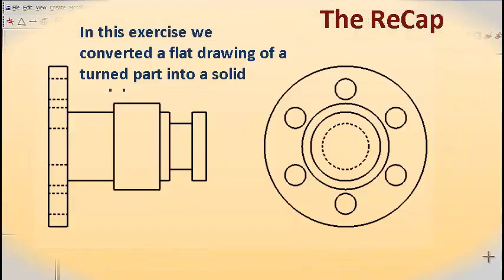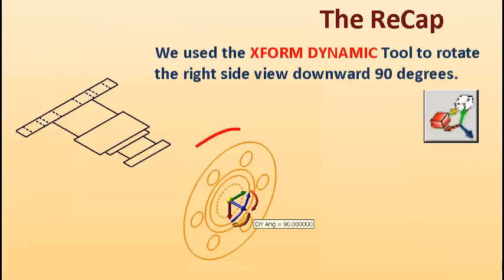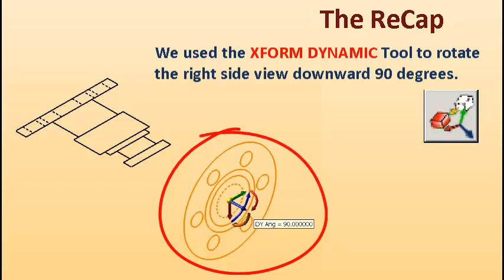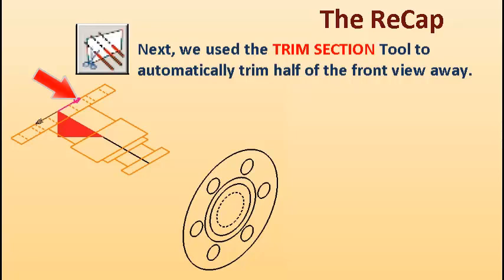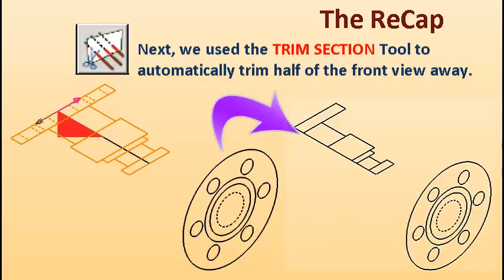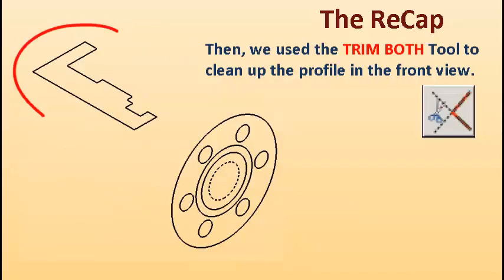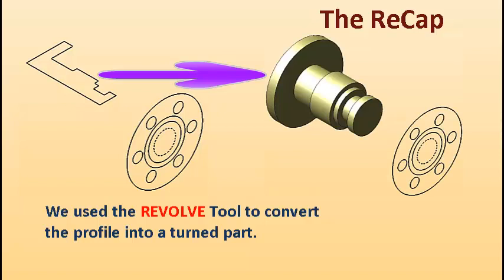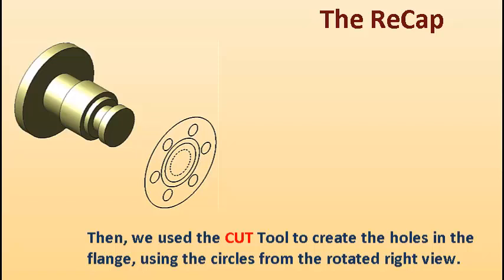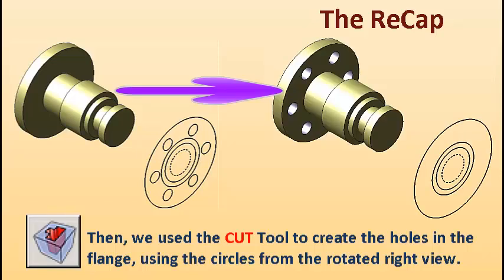So let's recap. In this exercise, we converted a flat drawing of a turned part into a solid. We used the X-Form Dynamic tool to rotate the right view downward 90 degrees. Then we used the Line by End Positions tool to create a midline on the front view. Next, we used the Trim Section tool to automatically trim half of the front view away. Then we used the Trim Both tool to clean up the profile in the front view. We used the Revolve tool to convert the profile into a turned part. Then we used the Cut tool to create holes in the flange using the circles from the rotated right view.